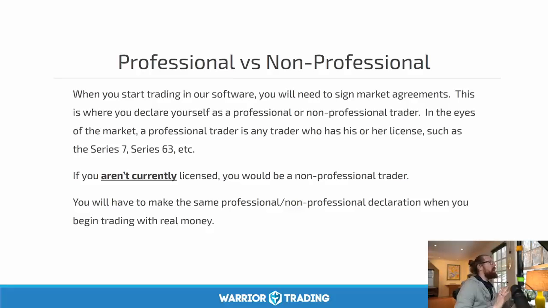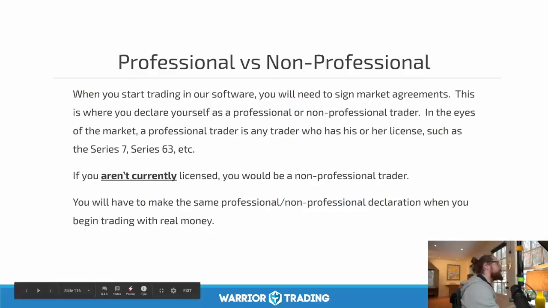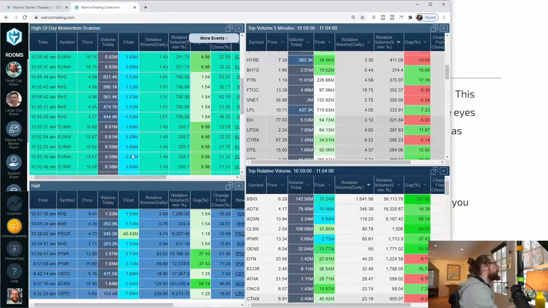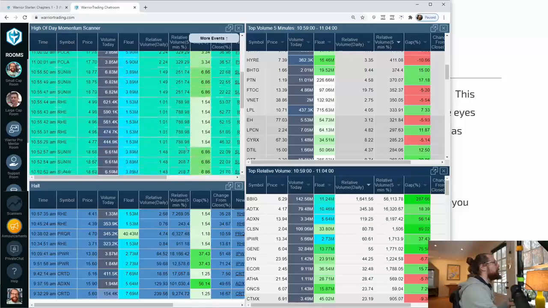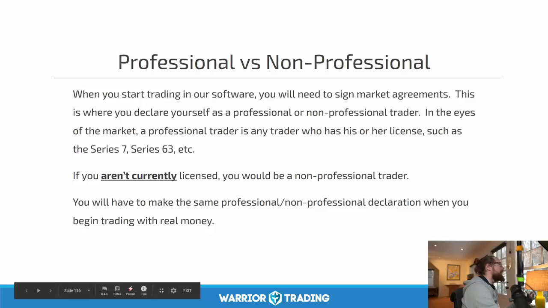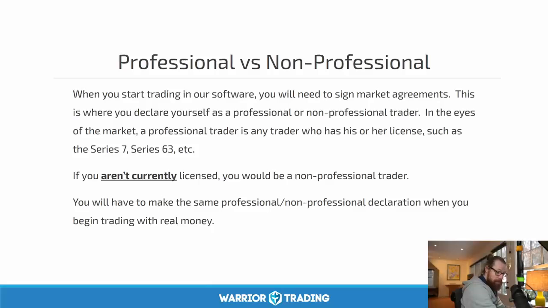So first, let's just talk about professional and non-professional. Now, you may have already crossed this bridge when you signed your market data agreements to utilize our scanners right here, because these scanners provide you with real-time market data, and we have to pay for the use of that data directly to the exchange. And so the exchange wants to know, well, is the person using the data using it in a professional capacity, or are they non-professional? And so the question is here, do you have a license? Do you have a Series 7 or Series 63 license? If you do, you know you have it. And if you don't, then you're not a professional trader in the eyes of the exchange.